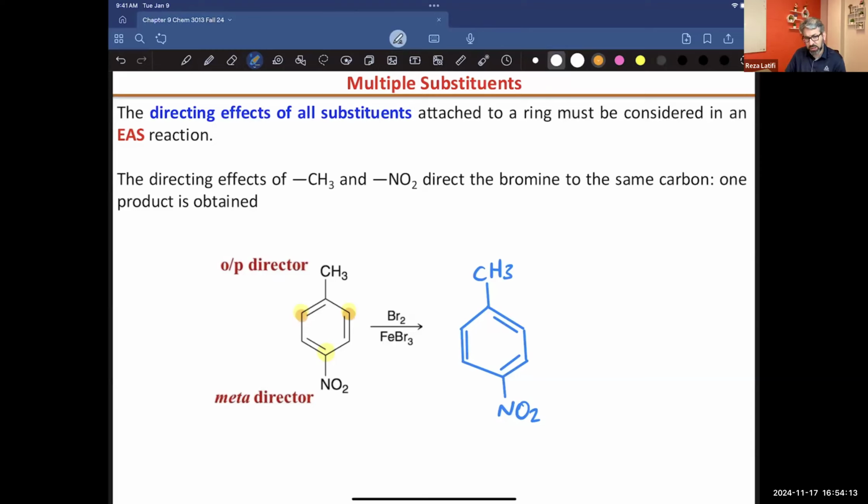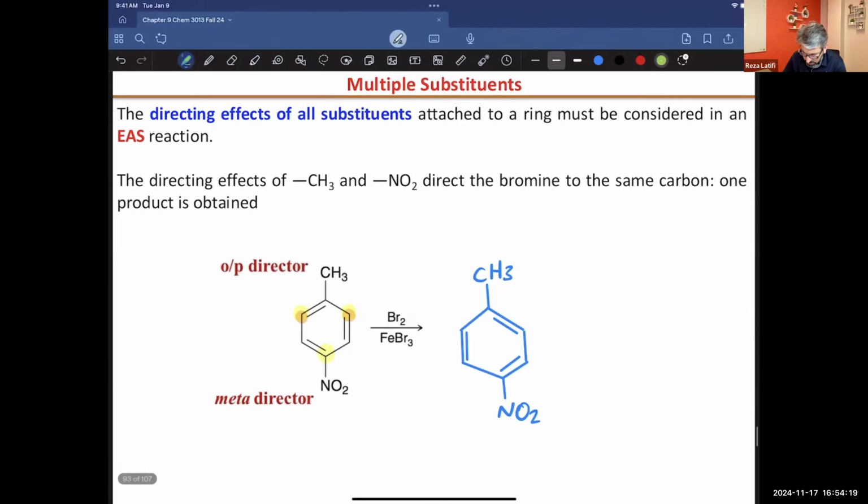So if we add an electrophile, let's say Br2, the addition is going to happen on this carbon. So we will have Br in the ortho position. And how about this one? That's not going to happen. Why? Because methyl is not favoring it, and nitro is not favoring it either. Methyl is favoring the ortho positions and the para, which is already taken, while nitro is favoring the meta positions. And as you see, the bromide is in the meta position.